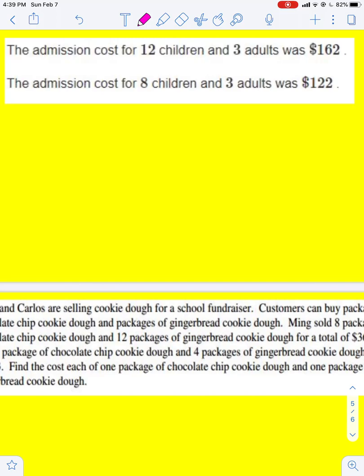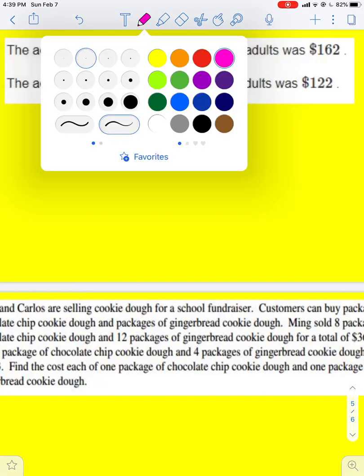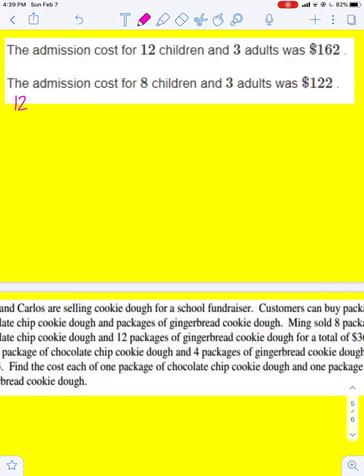It says the admission cost for 12 children and 3 adults was $162, and the admission cost for 8 children and 3 adults was $122. So what I'm going to do is I'm going to say 12C plus 3A was equal to $162 for this first line. And for the second line, I'm going to say 8C plus 3A is equal to $122.